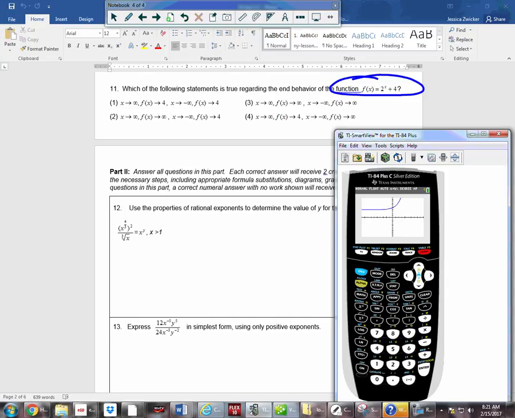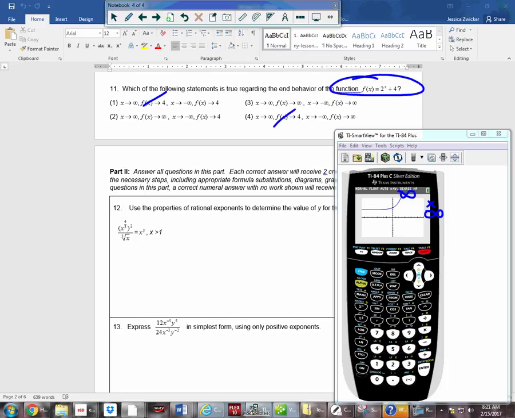And our end behavior always starts with as x goes to positive infinity, what happens? So as x goes to positive infinity, here's your x-axis and positive infinity. The function is going up, up, up, up, up. So the function y is going to positive infinity. You can cross off choice 1 and choice 4.